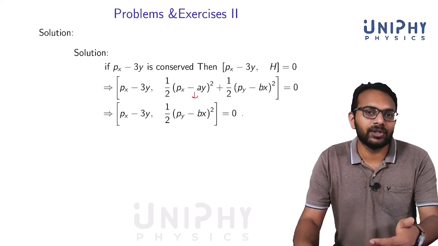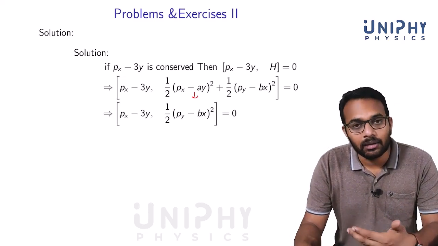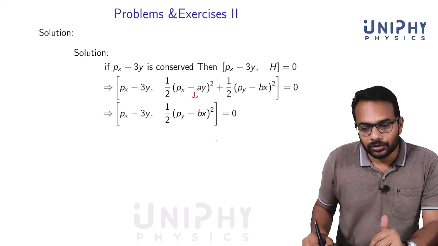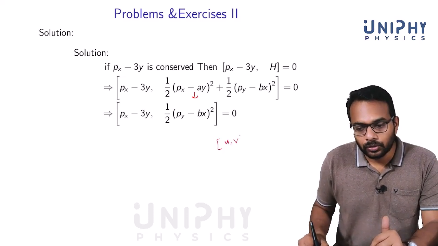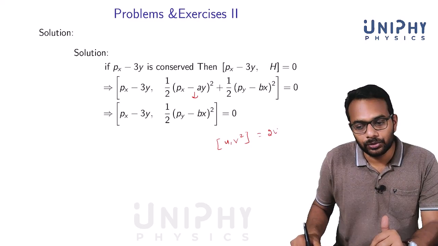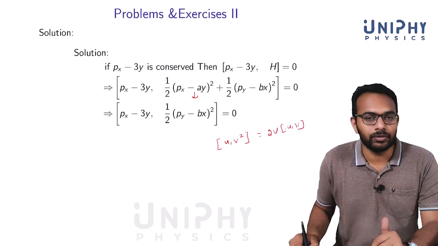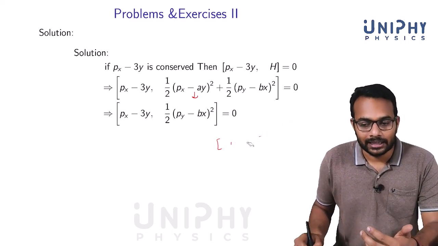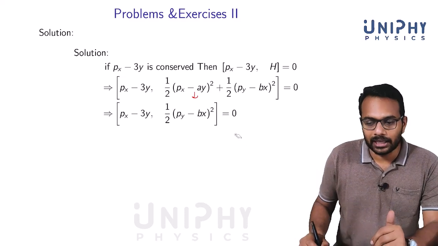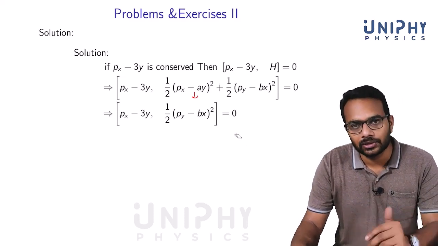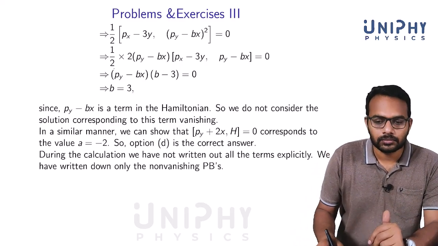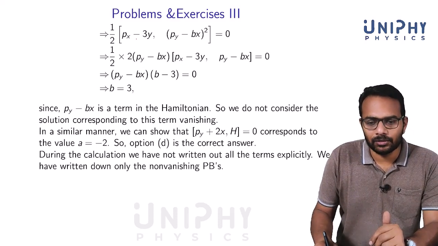Now there are different ways to do this. One way is to use this formula: u with v square, as we said, is 2v multiplied by u comma v. We have seen this relation. I told you that this would come in handy, so let's use this. You can solve it in the way you like. So that's exactly what we are doing here.